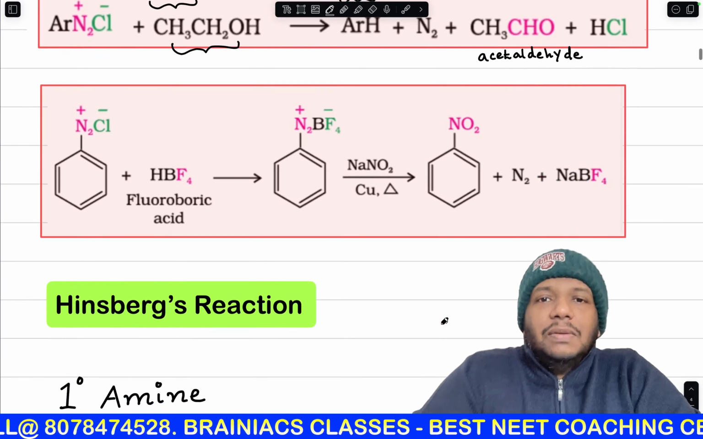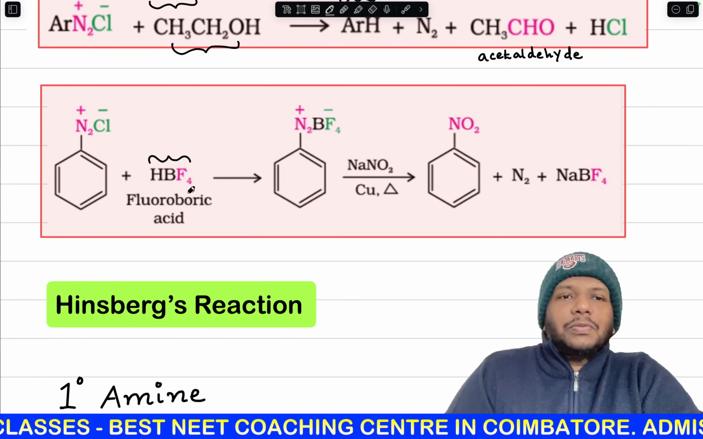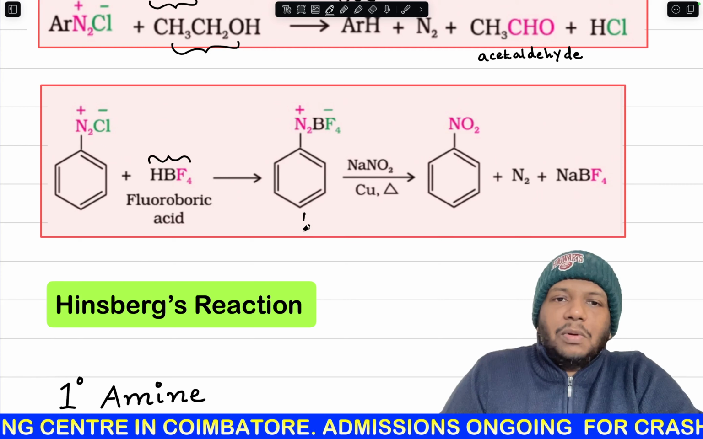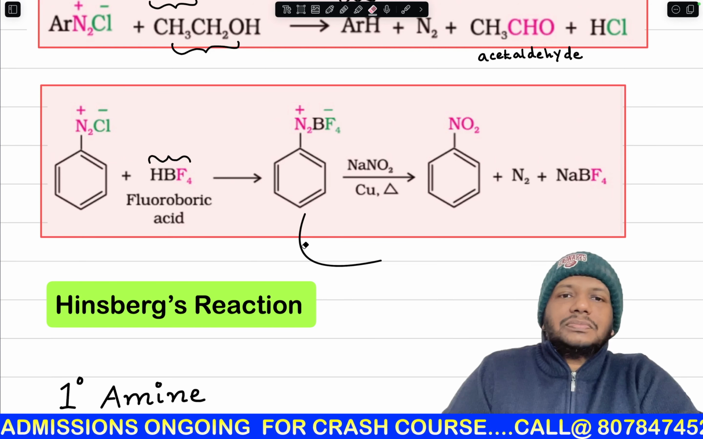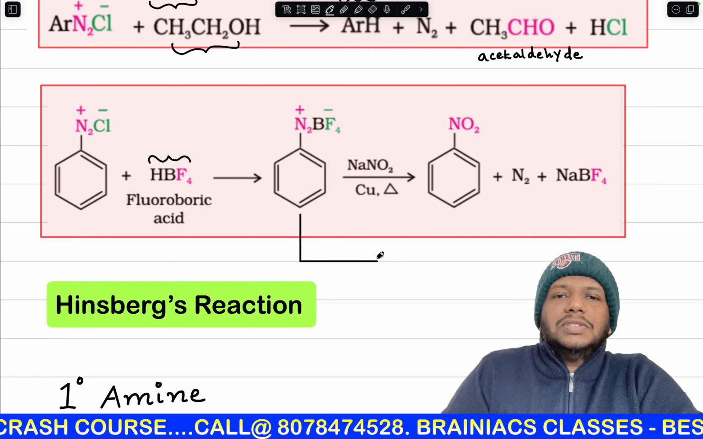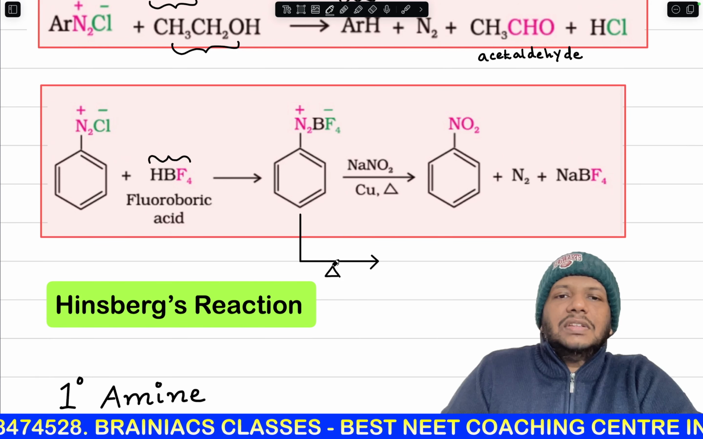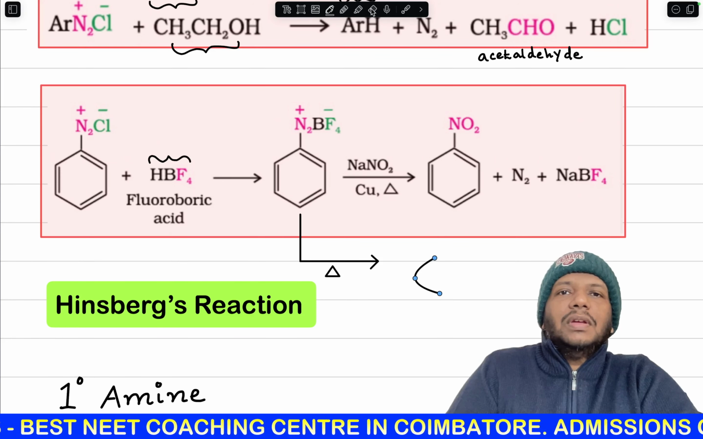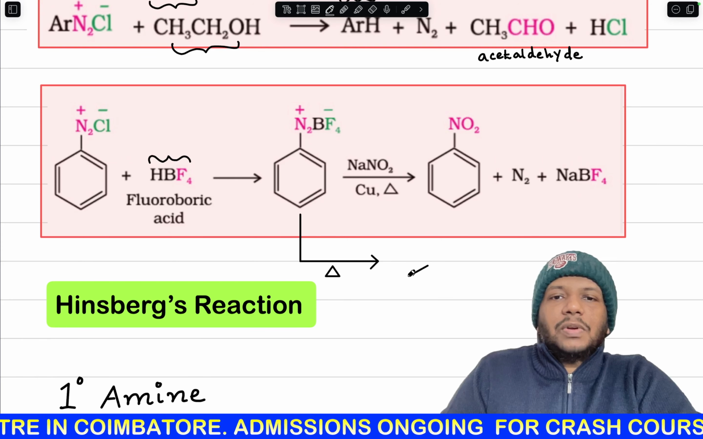Now the last one, even you can prepare nitrobenzene from this one. What you need to do, again with HBF4, we know fluoroboric acid, you will get benzene diazonium fluoroborate. Now if you are just heating this one, as we have already shown, you are getting what? Fluorobenzene in that case. Okay, so you will get fluorobenzene. I will draw that so that you should not forget it.